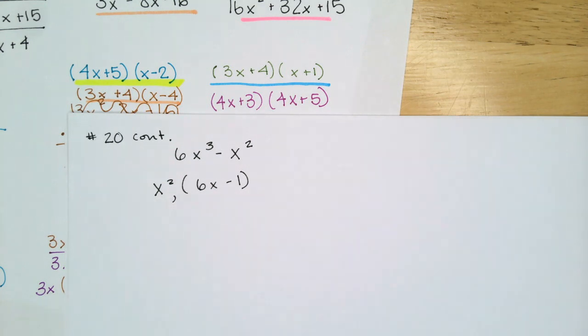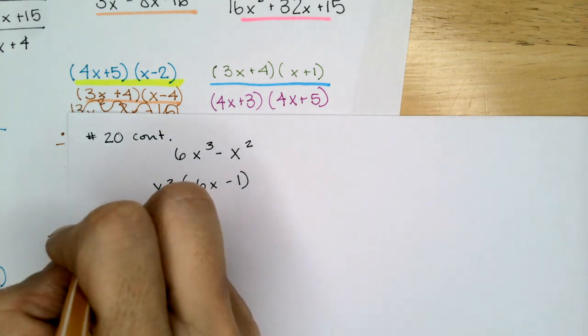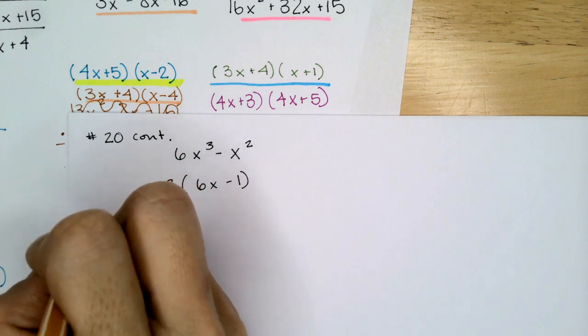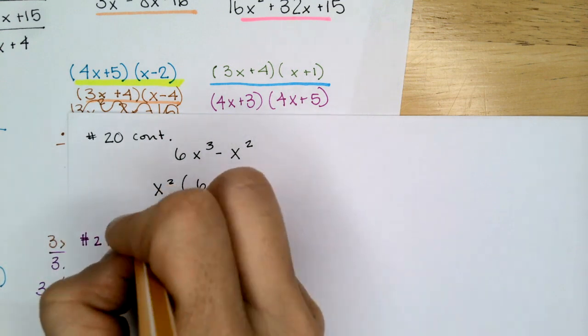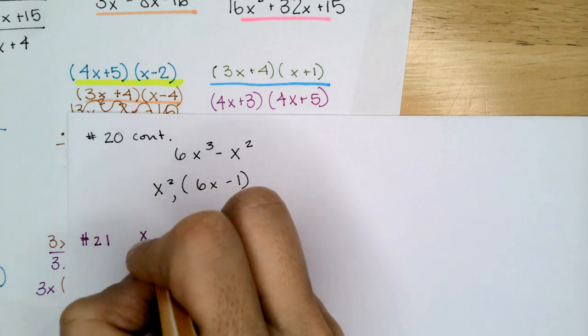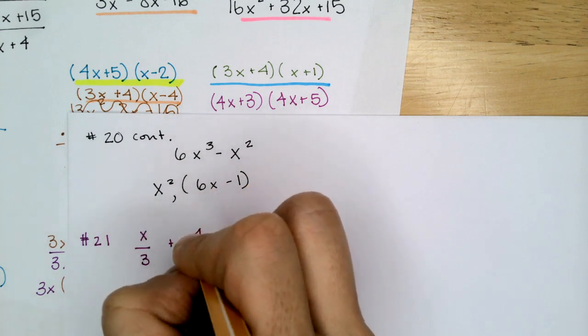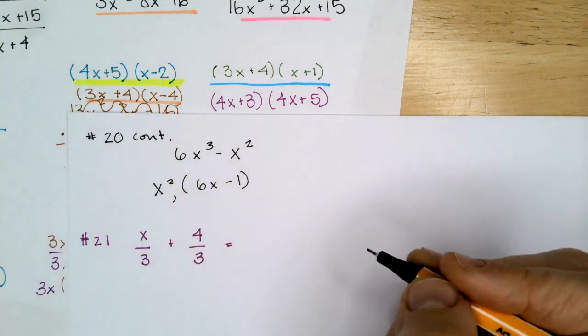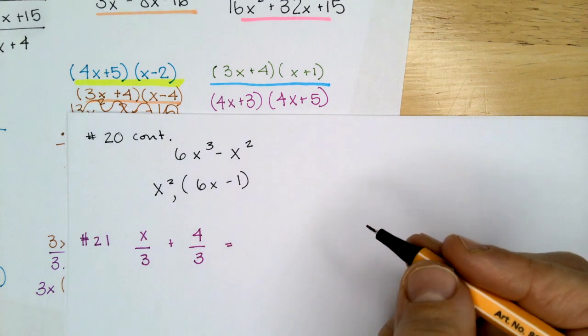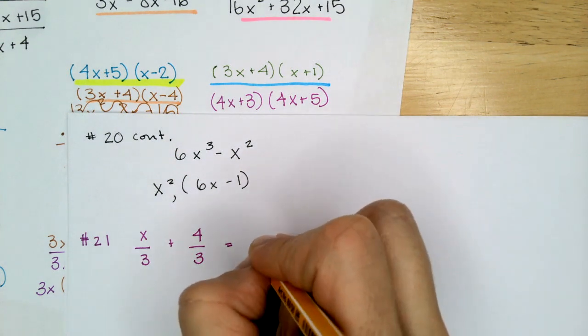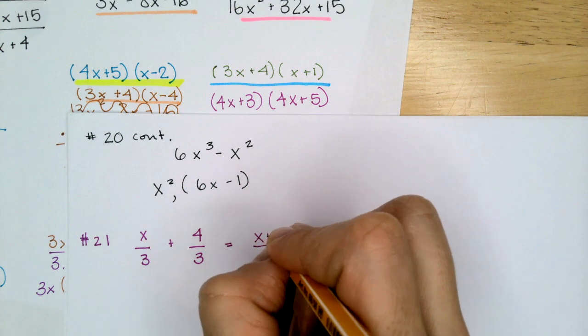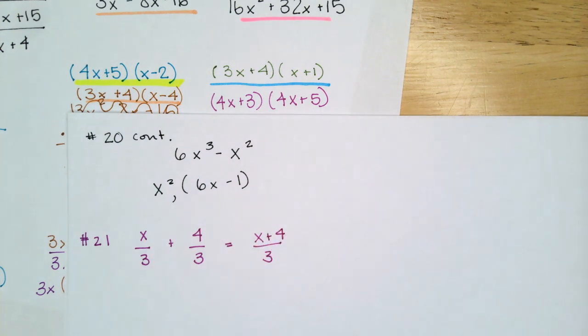All right, 21. Perform the following addition and simplify the result. So we have x over 3 plus 4 over 3. Those have a common denominator, so we can just combine them over 3 and we have x plus 4 over 3. Good.